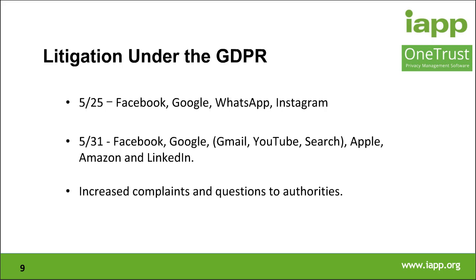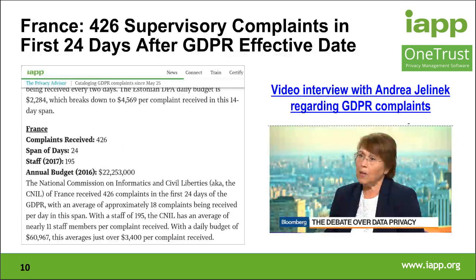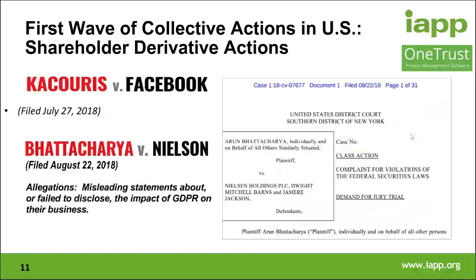Subsequent to that, on May 31st, there was another group of representative actions filed against Facebook, Google, Apple, Amazon, and LinkedIn. Those complaints are publicly available, and those were all filed in French with the CNIL in France. And then there's been a bunch of additional complaints. France has turned into a hub of a lot of these complaints. Just to give some sense, we don't have all of them, but in the first 24 days after the GDPR, a little over 400 complaints have been filed. And that's from some IAPP data, actually.